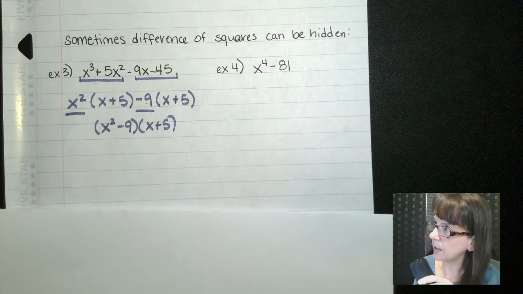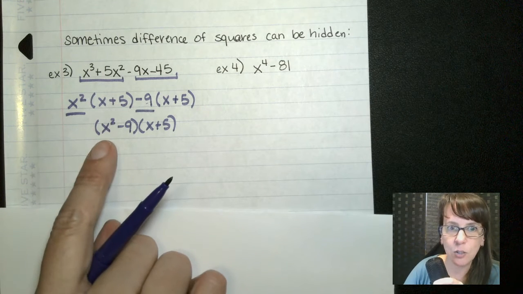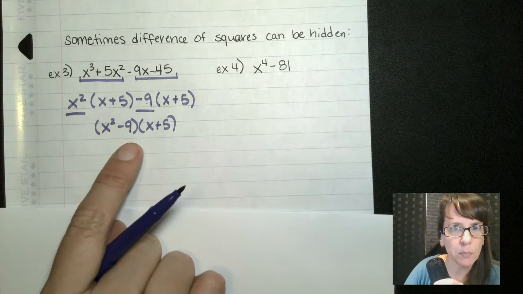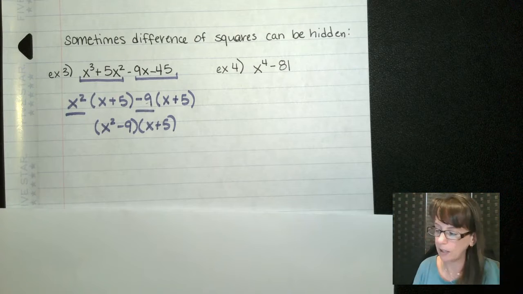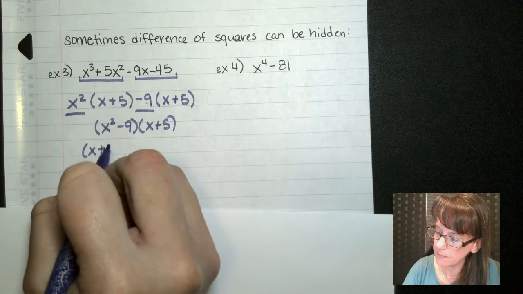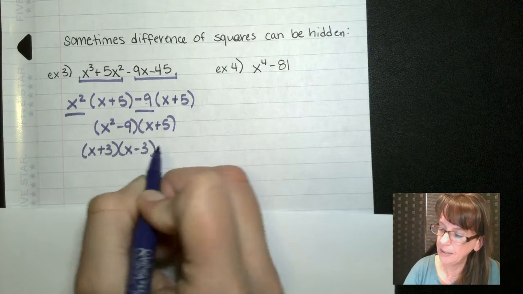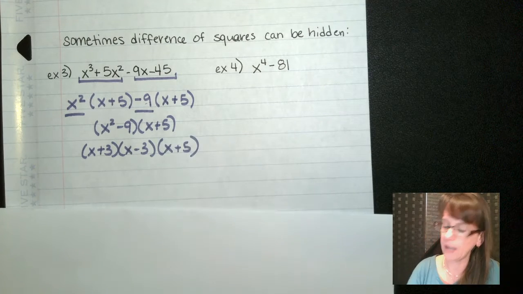No, absolutely not, Captain. You are not done. I see x squared minus 9. That is a perfect square minus a perfect square. I told you, we hide these everywhere. This is going to be x plus 3, x minus 3, x plus 5. Okay, you're going to see these in your sleep.